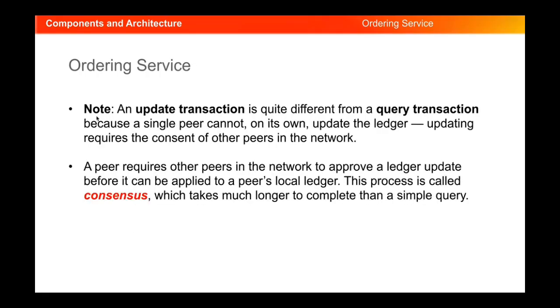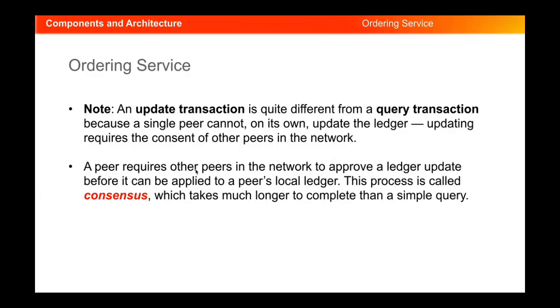So as we have already seen from the peer structure, there is a difference between update and query transactions. When it comes to an update transaction, we need to go through a process called consensus. Let us look into that in more detail. An update transaction is quite different from a query transaction because a single peer cannot on its own update the ledger. Updating requires the consent of other peers in the network.